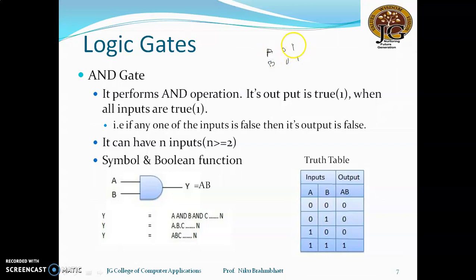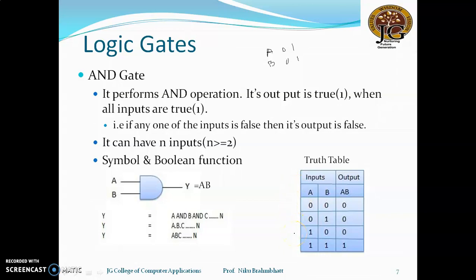So when we want to enter the value of A and B, at a time, A and B both can be 0, or A can be 0 and B can be 1, or if A is 1, then B can be 0, and both can be 1. So these are the possible combinations of input.